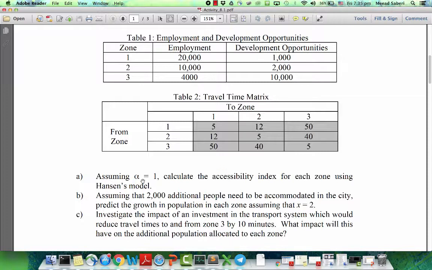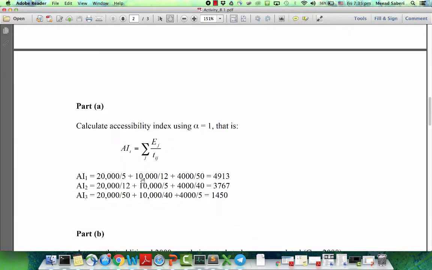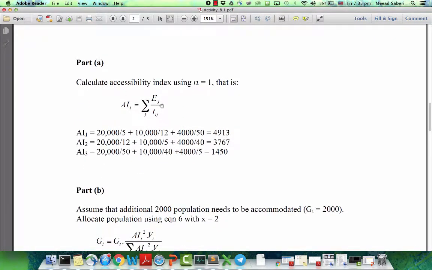If you remember from Hansen's accessibility model, the problem is asking you to calculate the accessibility index using Hansen's model. To calculate it, we use the formulation given in the slides, where the accessibility index of zone i is equal to the summation over all the zones of the number of jobs in zone j over the travel time t_ij to the power alpha. Alpha is equal to 1, so we just ignore that, it's t_ij.